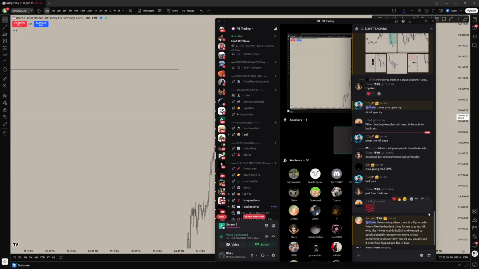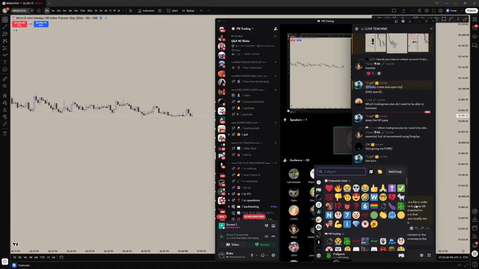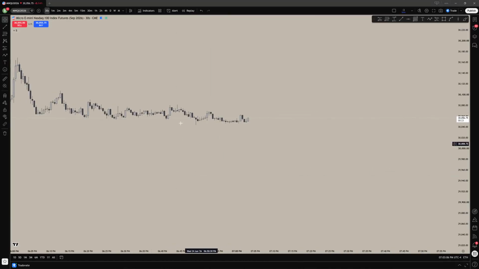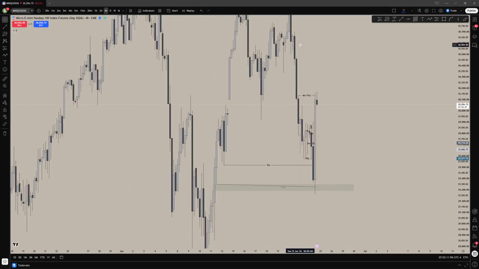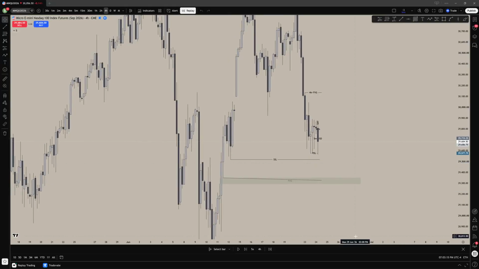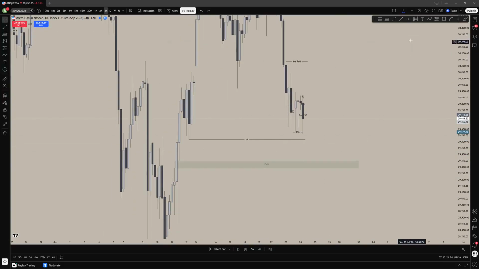Yeah, Asia looks clean. Determining when there's a flip in order flow is the hardest thing for me to grasp. Like, if I was mainly bullish and wanted to catch a bearish retracement, how does that ever work? If we complete the sell model or the buy model, right? So if I am bearish, how will I flip order flow here? You got to ask yourself, if I'm going to be bullish, what are we even bouncing off? We're not bouncing off anything. So I would need to see at least this, then we can get some sort of reaction, right?